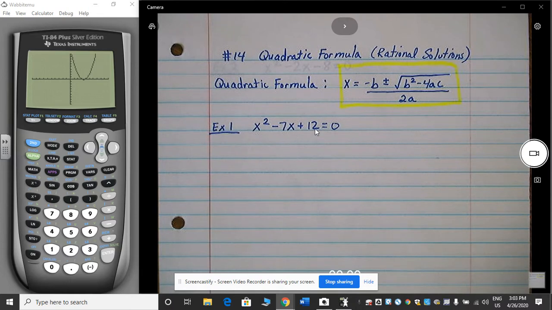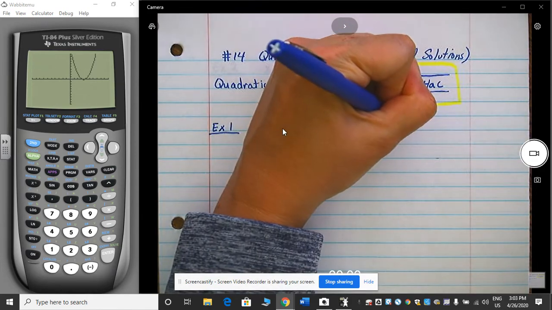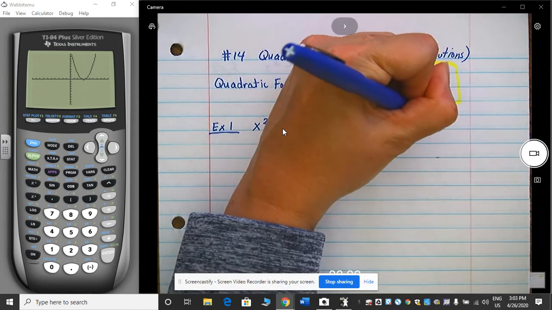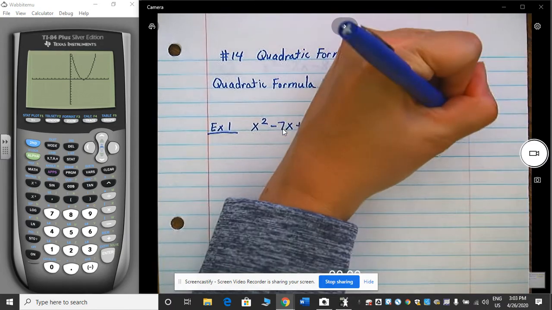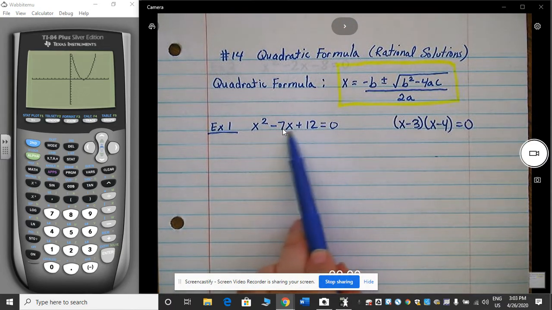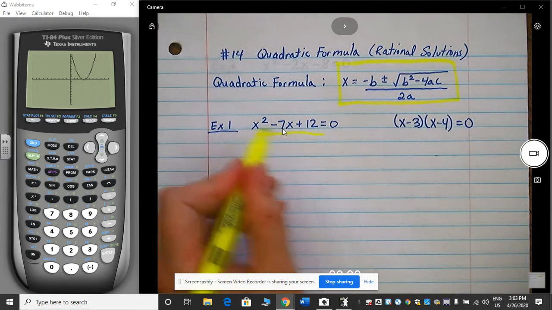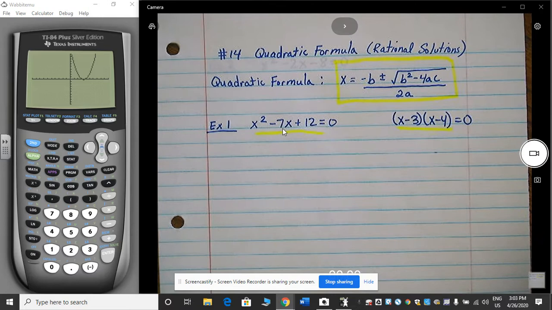And so I could list my factor pairs of 12: 1 and 12, 2 and 6, 3 and 4. 3 and 4 do add up to 7. So I would look at that as being x minus 3, x minus 4 equaling 0. So again, this quadratic equation could be rewritten in factored form in this way.